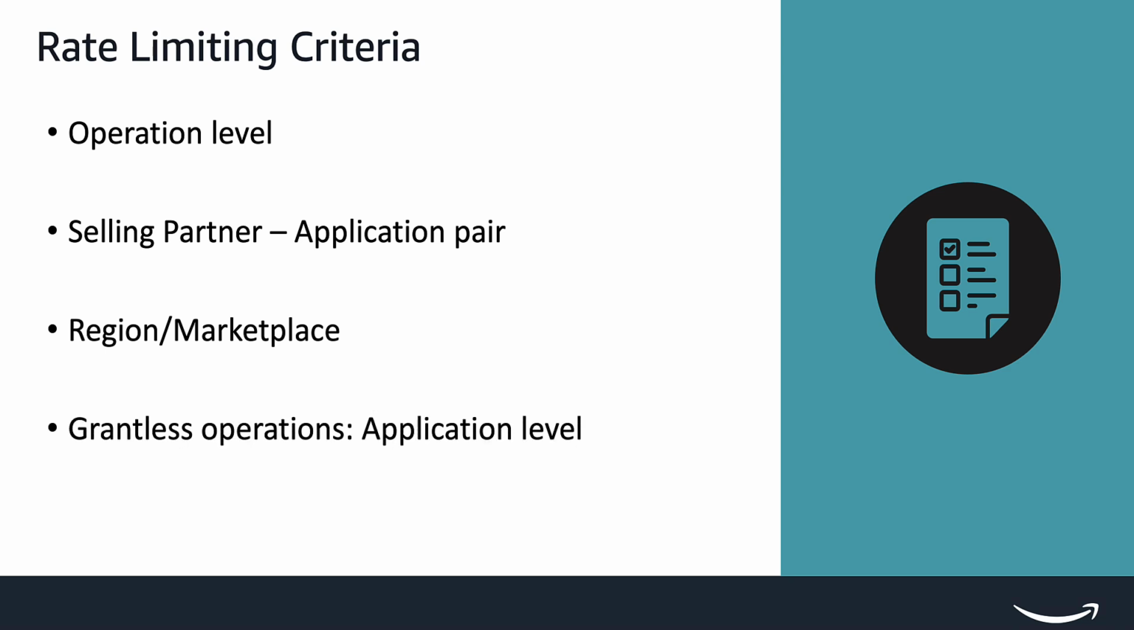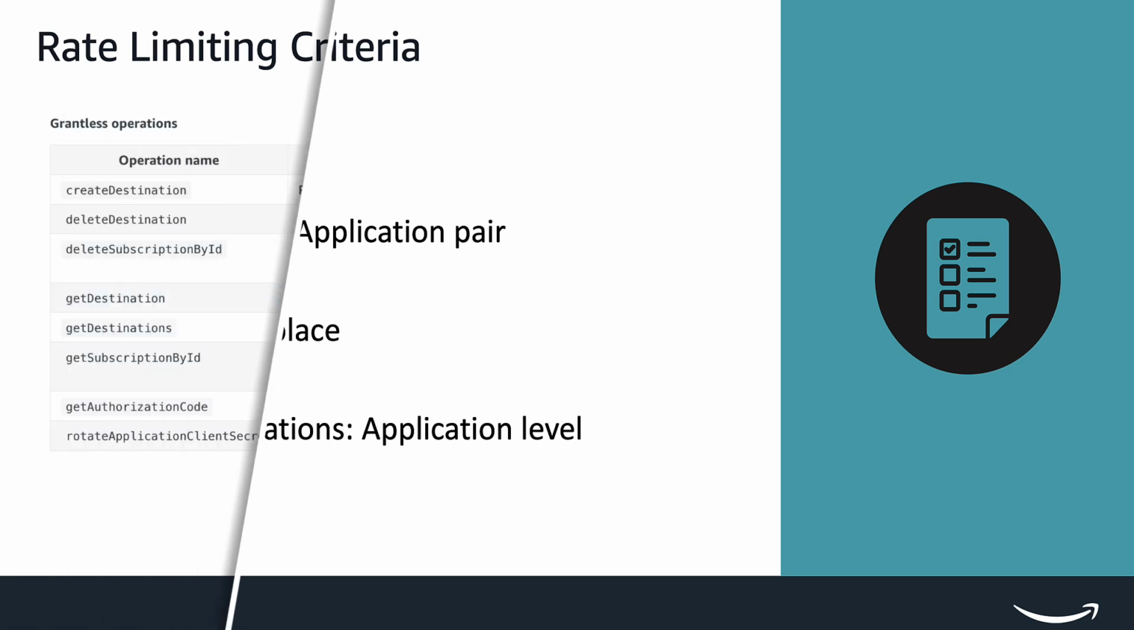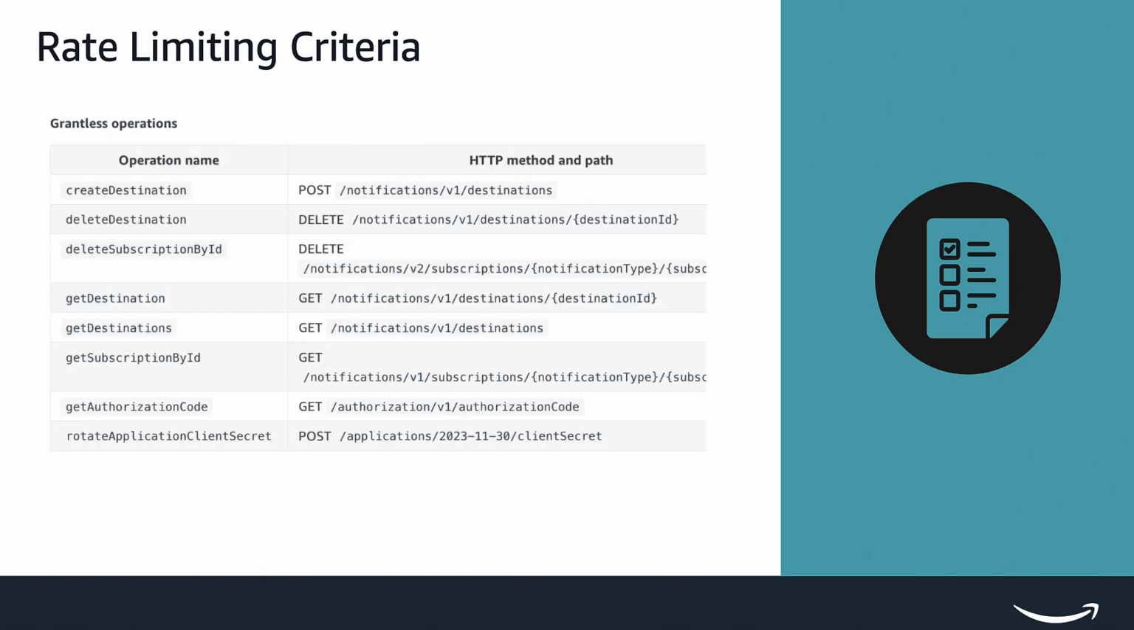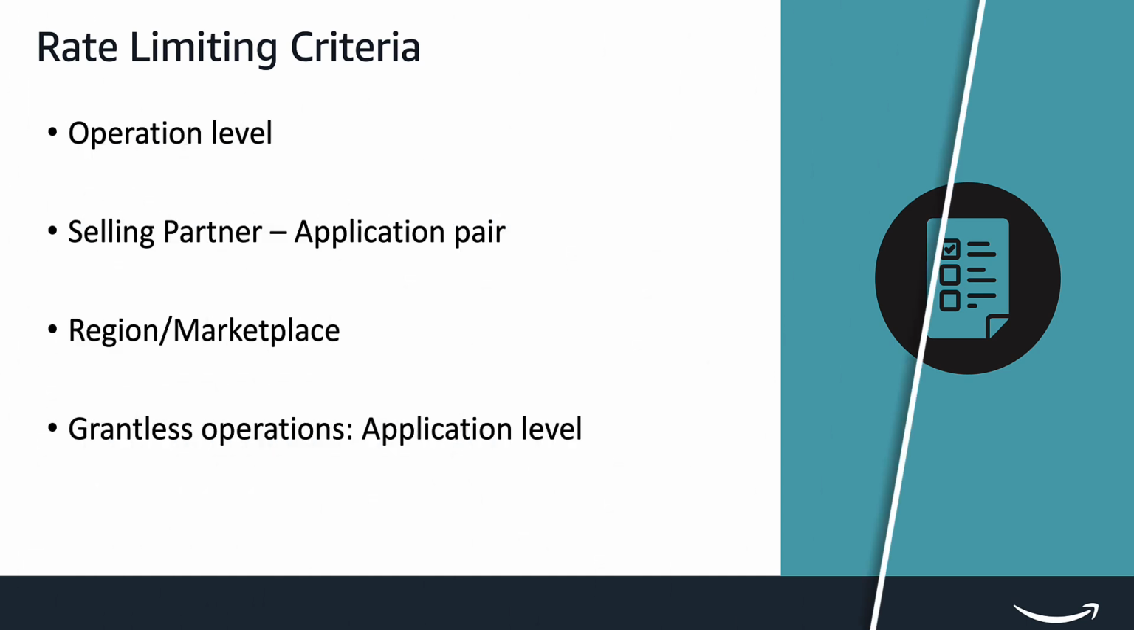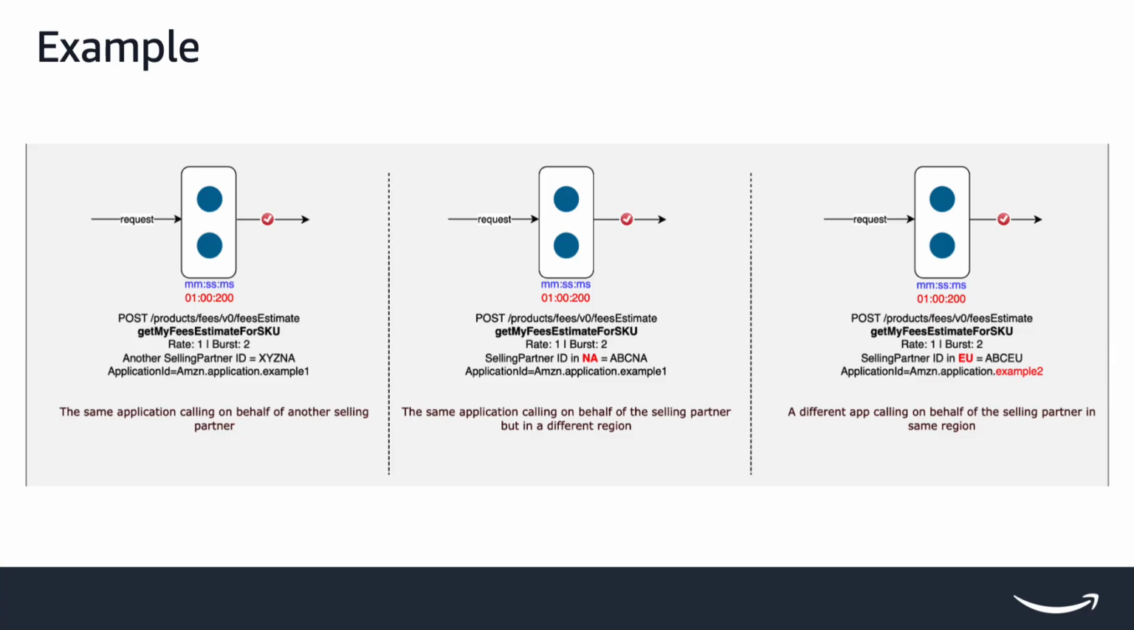Grantless operations are an exception, and the criteria applies on the application level. This comes down to the fact that grantless operations do not require an authorization by a selling partner. Examples of grantless operations are destination management operations of the Notifications API or the secret rotation operation of the Application Management API. Let's use the same example from the product fees operation to better understand the criteria.